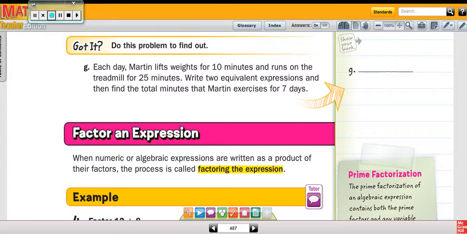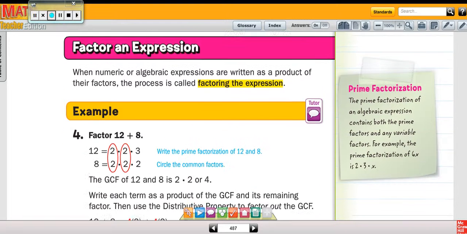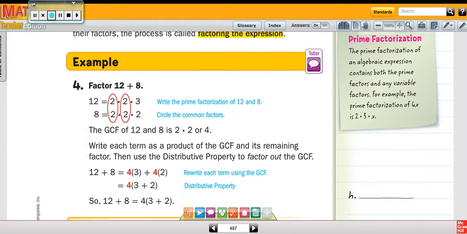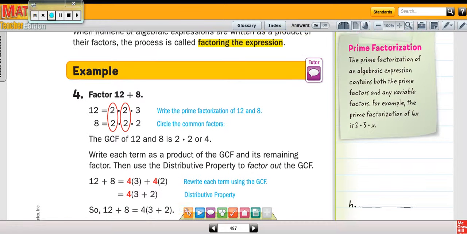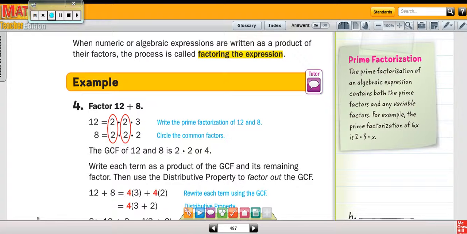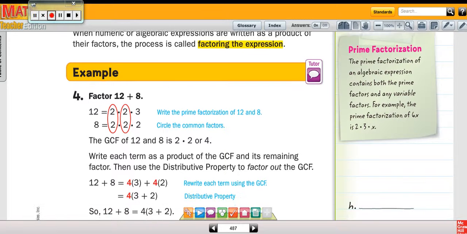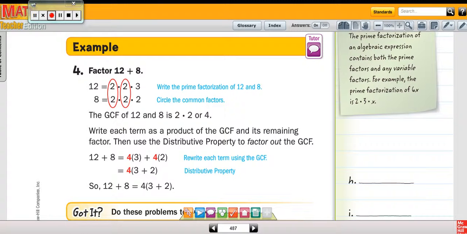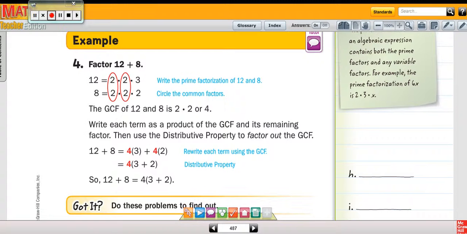Okay, this is where I sometimes lose a few sixth graders. We have the next skill, called factoring. When numeric expressions, that's the ones with numbers, or algebraic expressions, the ones with variables, are written as a product of their factors, the process is called factoring the expression. I really need you tuned in right now. This is critical, and if you miss it, this is going to be a hard skill to go back and try to figure out. Okay, so here we have 12 plus 8.